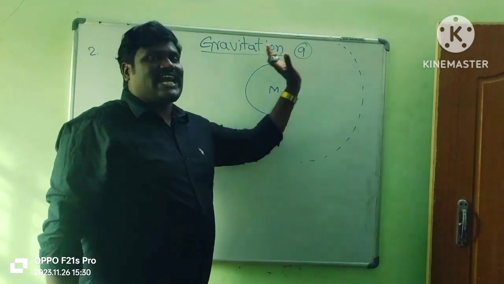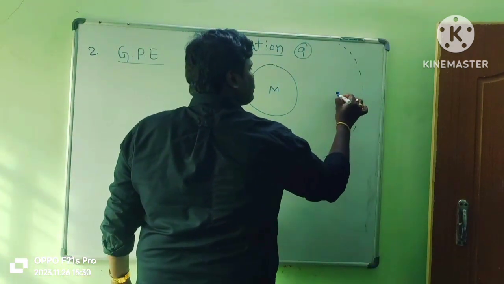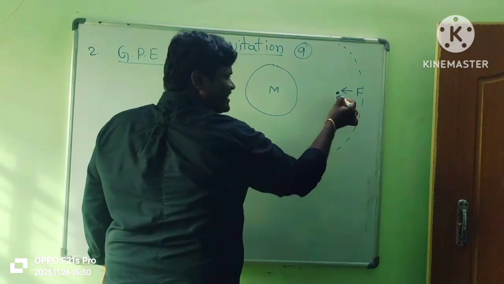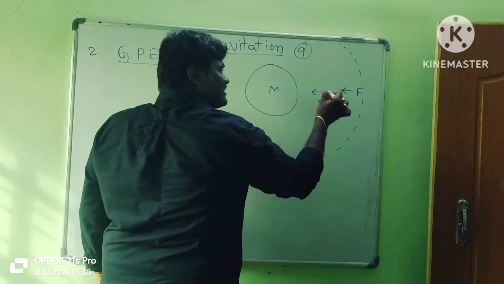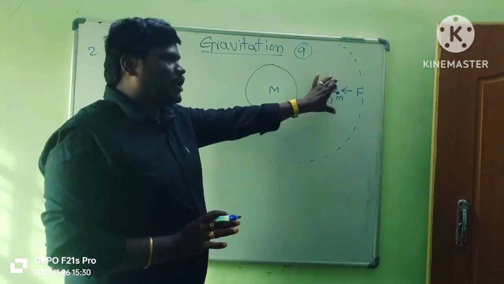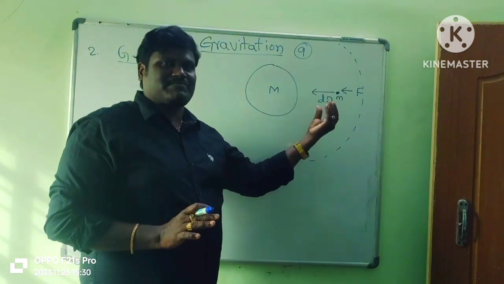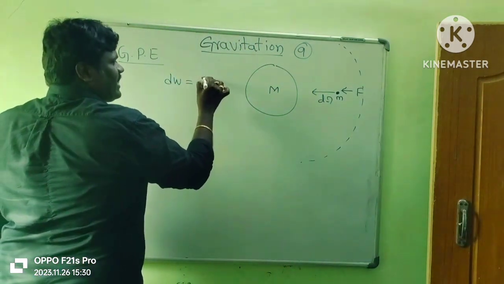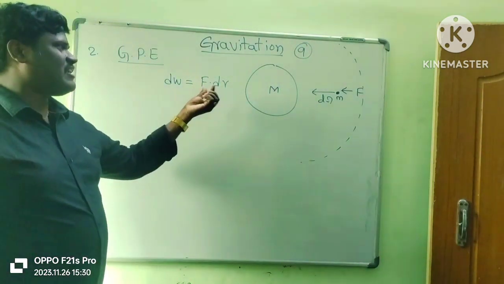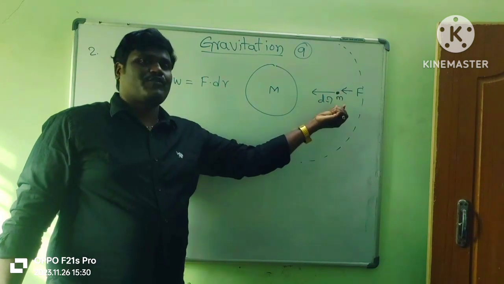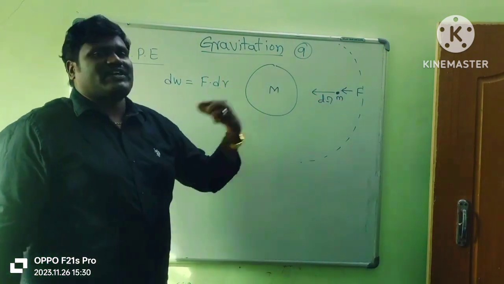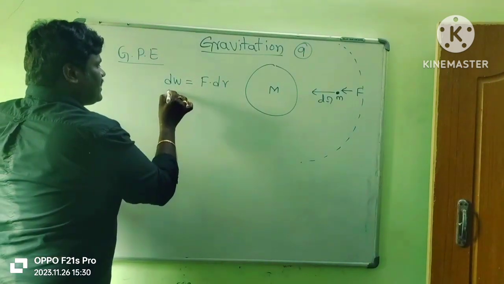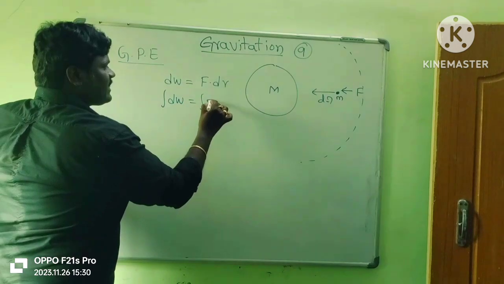Now in this gravitational field of the Earth, consider a small mass m of an object. If you apply some external force F on this object and it travels a distance dr in that gravitational field, then the work done is dW is equal to F into dr. You apply the force just to get the displacement in the gravitational field. Now applying limits on both sides, integral dW is equal to integral F dot dr.